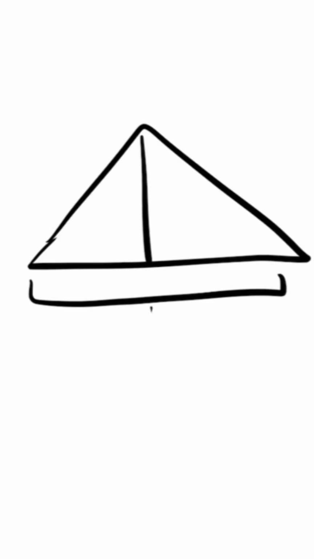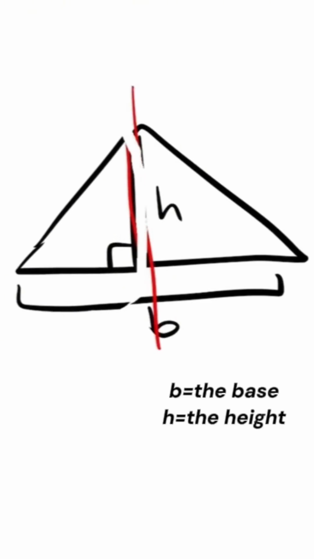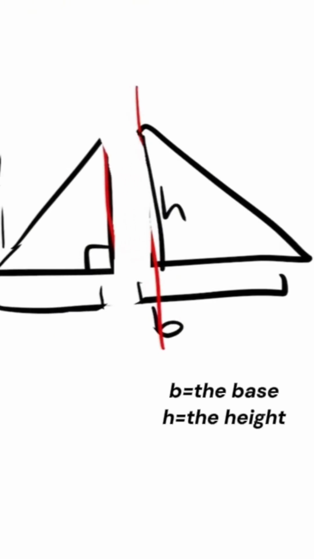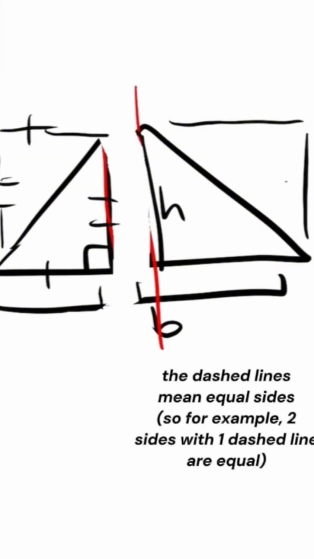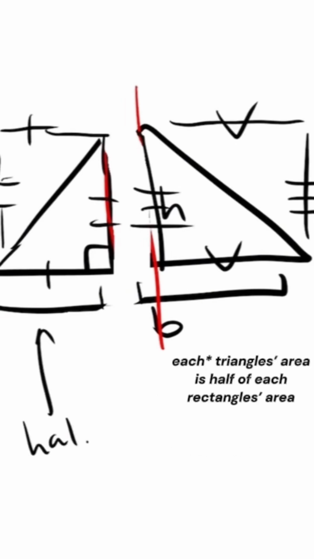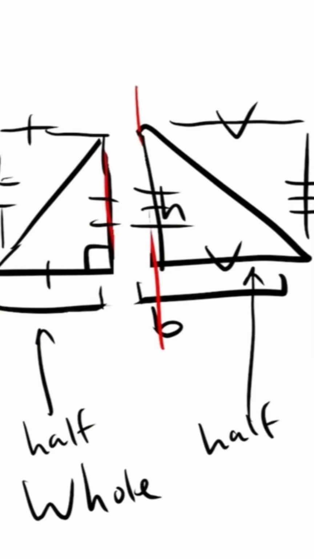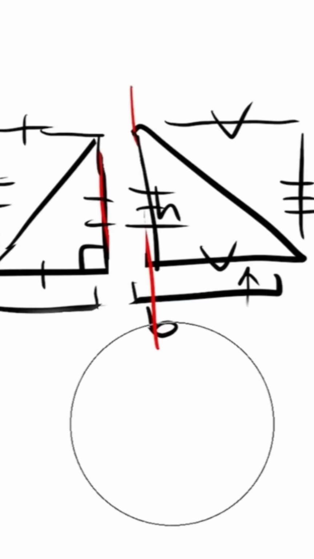So imagine we have this triangle here. This is the base, this is the height. We can then split it like this. Now, if we draw this imaginary rectangle here, because the dimensions as shown are equal, that means that the triangle is actually half of each rectangle's area. If we think about it, that means the triangle's combined area is half of the rectangle's combined area.